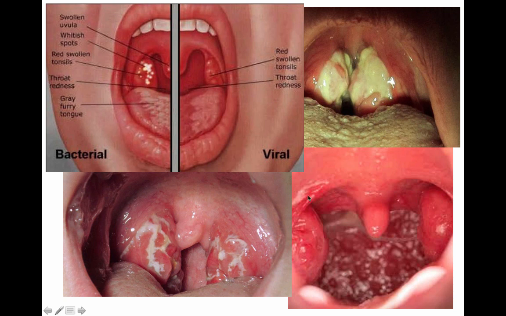You also notice a gray, furry tongue, whitish, yellowish, grayish, whatever you want to call it. There's going to be bacteria coating the surface of the tongue. If you have those symptoms, like what you see here, or here, you need to go to the doctor because you will need antibiotic treatment if, in fact, you do have bacterial pharyngitis.